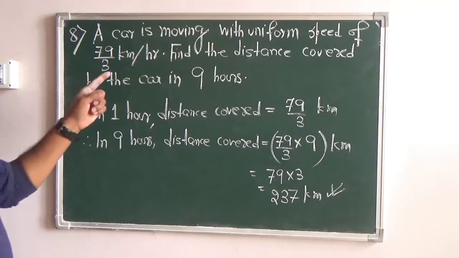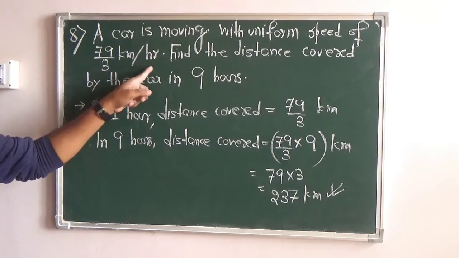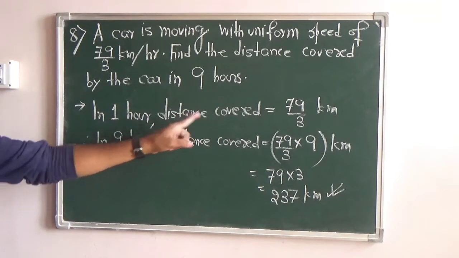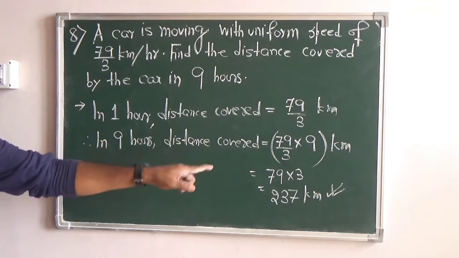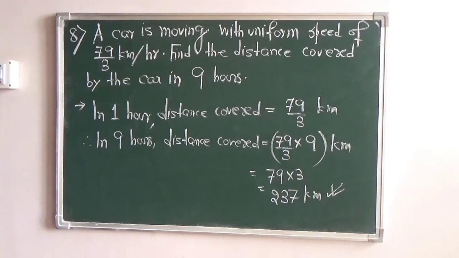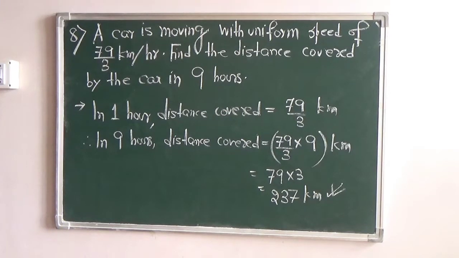Here you have to understand the fact the car is moving with uniform speed of 79/3 kilometers per hour. That means in 1 hour it is covering a distance of 79/3 kilometers. So we write in 1 hour distance covered equals 79 by 3 kilometers. So in 9 hours the distance covered will be 79 by 3 multiplied by 9, and that comes to 237. So go have a look, and now we move on. This is how we can apply the multiplication operation with the rational numbers. Now moving on to the division part with the rational numbers.